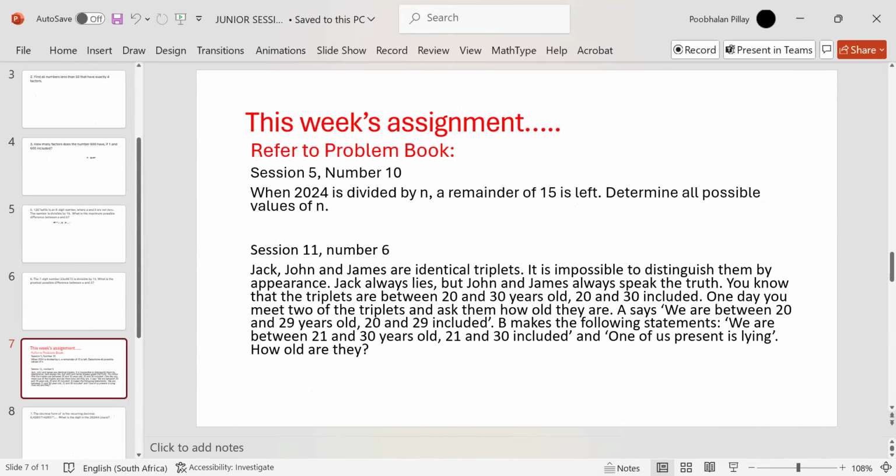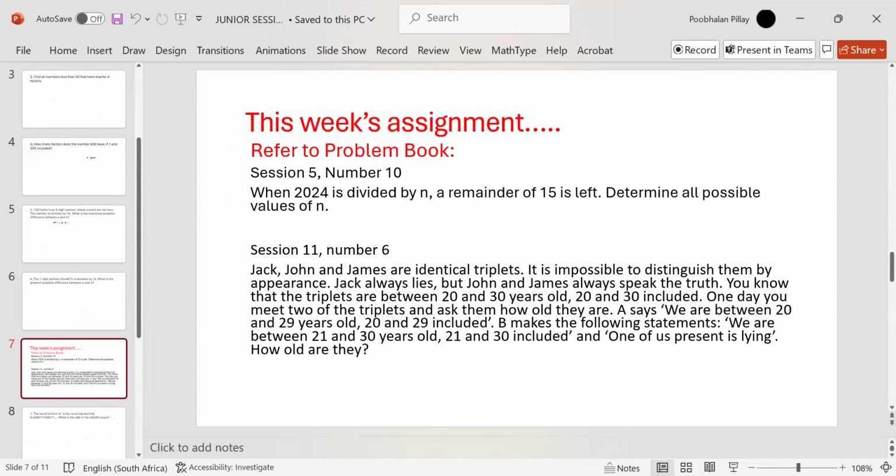So that information tells you that n has to be, right, I'm not going to tell you anything more than that. But for the remainder of 15, your divisor must be larger than 15. Okay, and the next one is a logical problem.